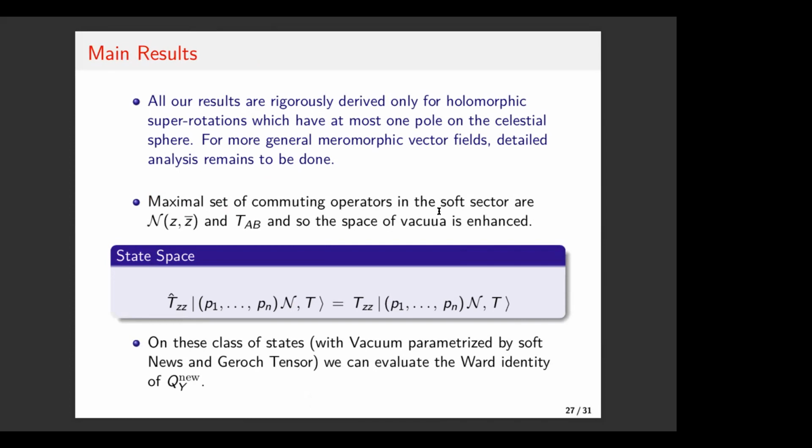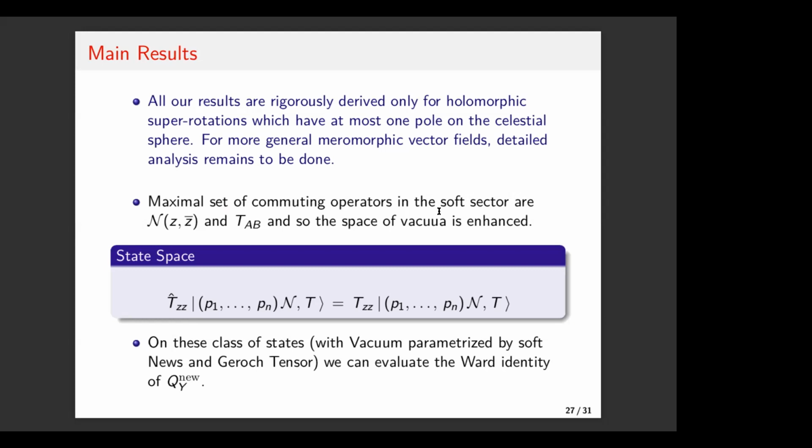I should add one caveat that all our results from now on that I'm going to list were really derived for holomorphic superrotations, which have at most one pole. In principle, of course, it should be possible to do it for general meromorphic vector fields, but the computations became much harder, so we haven't really done it. We expect it to go through, but it hasn't been done yet.